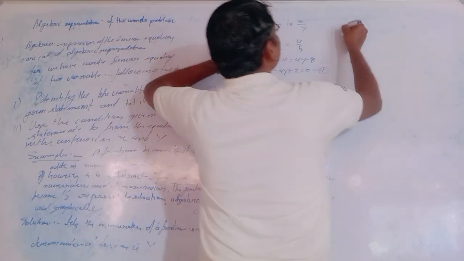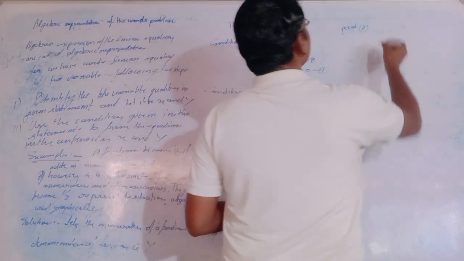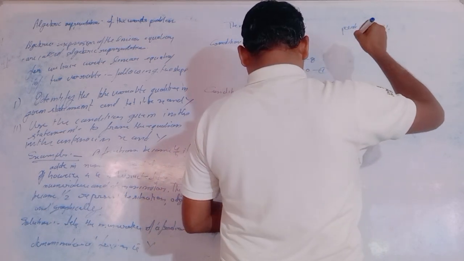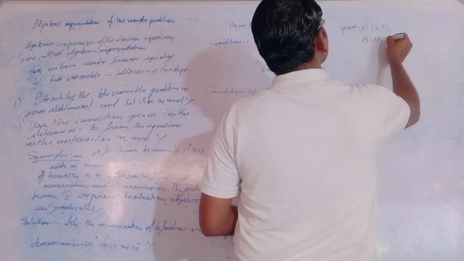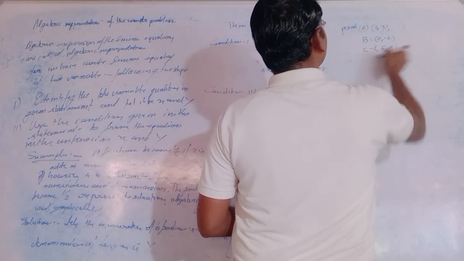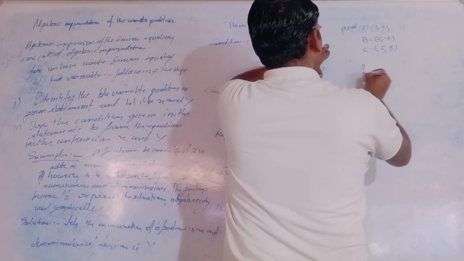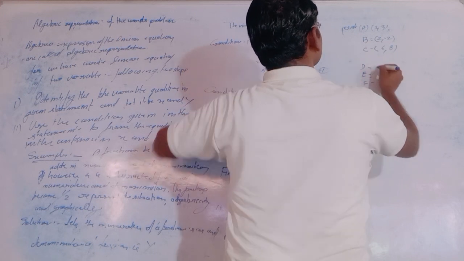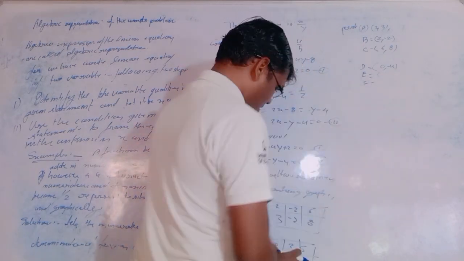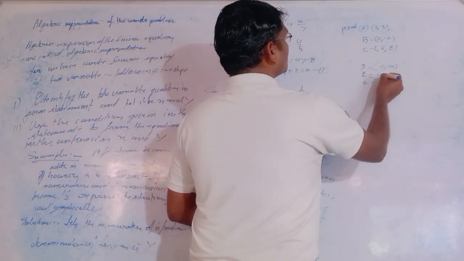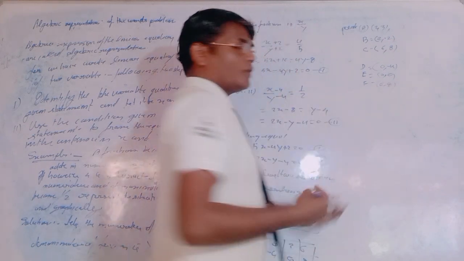We have got the points. Here the points are A is 2 and 3, B is minus 2 and minus 2, C is 6 and 8, and for the second equation we have got points D, E, F. So D is 0 and minus 4, second is 2 and 0, and the third is 6 and 8. Here we have got the points.